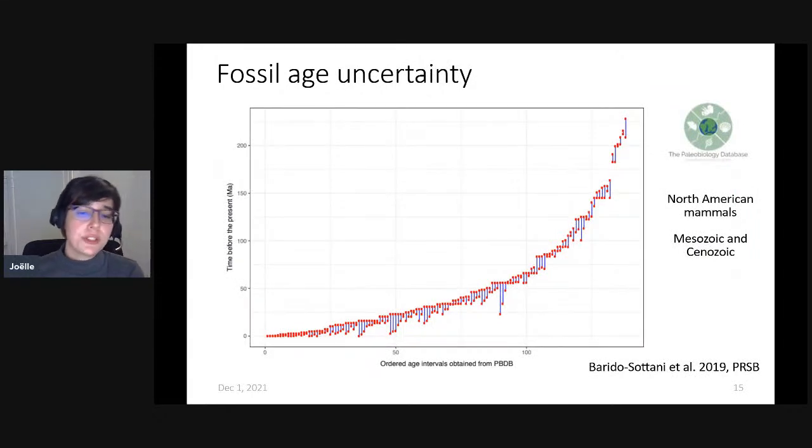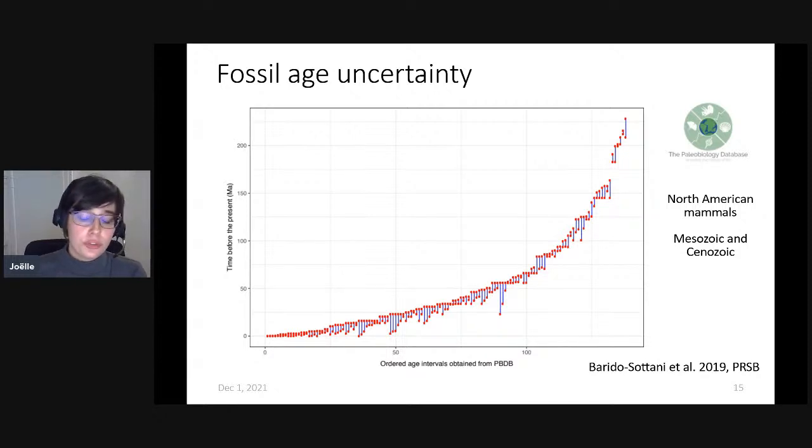You can see a representation of a few ranges here. These are all ranges for North American mammals, fossils from the Mesozoic and Cenozoic that we got from the Paleobiology Database, and they're ordered by age of the fossil. So you can see that there is quite a bit of variation in the size of ranges, even for fossils that have about the same age. On the whole, there's a trend to have bigger ranges as the fossil gets older, which makes sense. But there's still quite a bit of variation there.